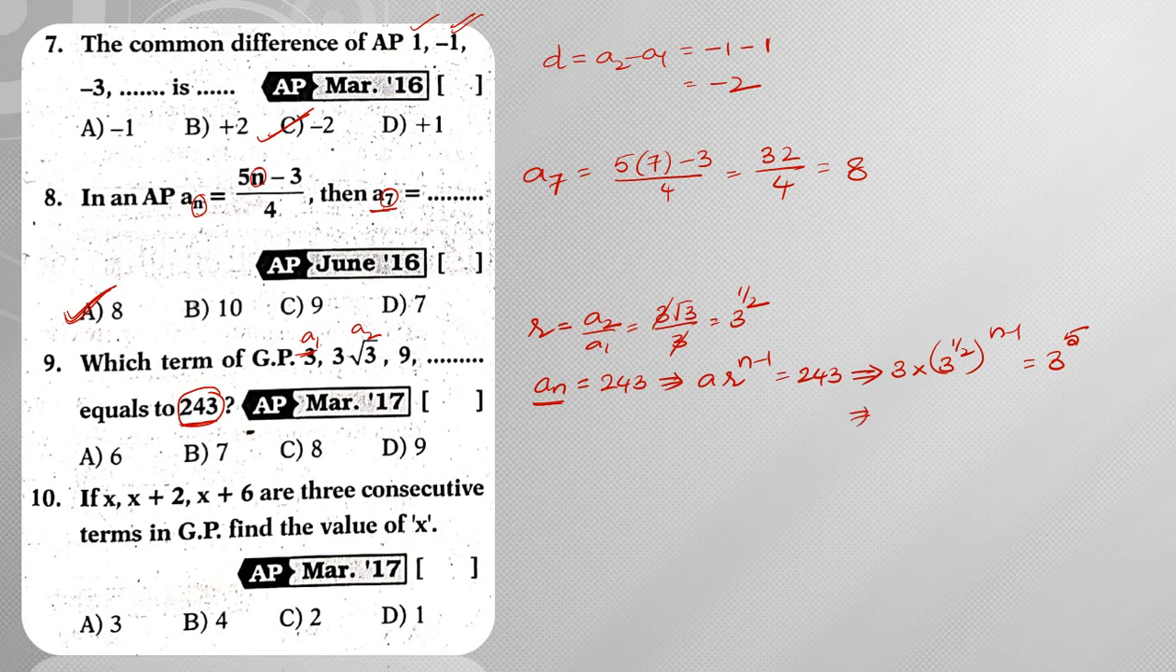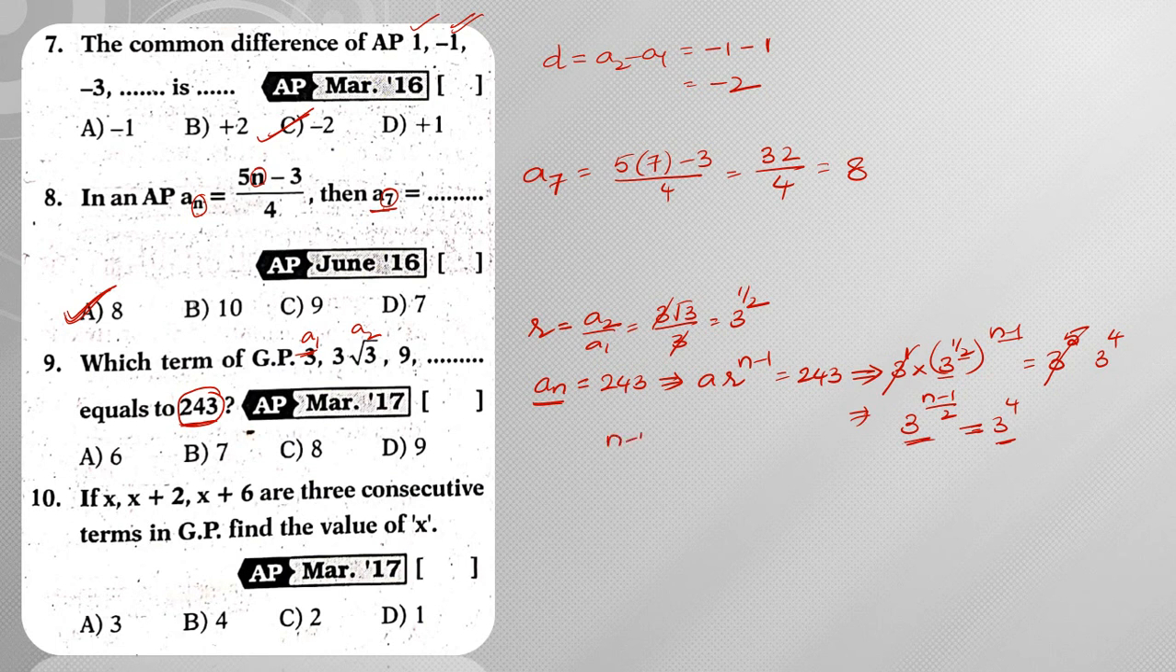Based on this, what am I going to get? 3 power 1 in 3 power 5 cancels, leaving 3 power 4. Now this is in the form of (a power m) whole power n. So (a power m) whole power n can be written as a power (m into n), which I can write as (n minus 1) by 2 is equal to 3 power 4. If you observe, this is an equation and the bases are equal. So when the bases are equal, the exponents are also equal.